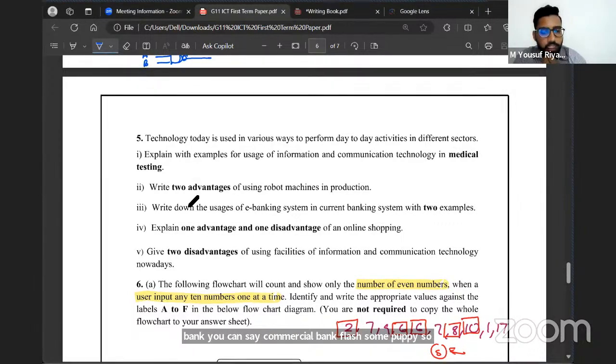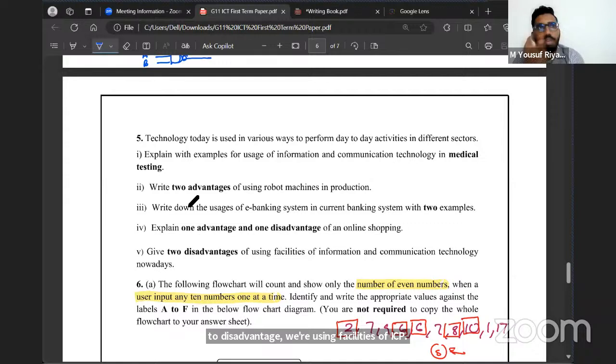Explain one advantage and a disadvantage of online shopping. The advantage is that it saves time and you can shop from anywhere at any time. The disadvantage of online shopping is that there could be scams or fraud, like people can cheat you.